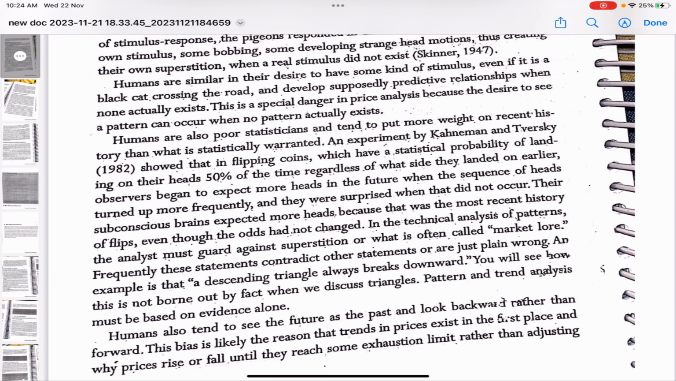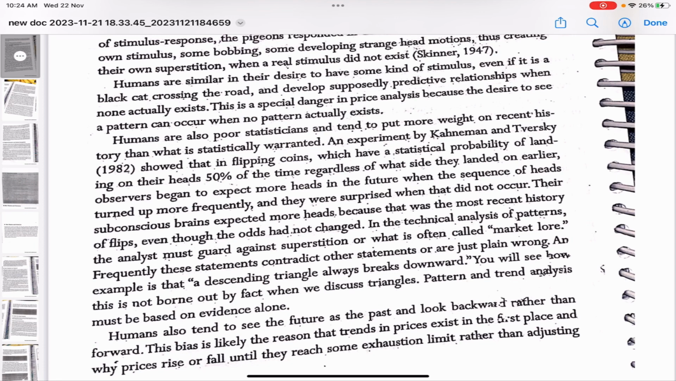Humans are similar in the desire to have some kind of stimulus, even if it is a black cat crossing the road, and develop a supposedly predictive relationship when none actually exists. So, can we actually prove the black cat superstition if it's true or not? We can't really prove that, but we still believe that. That's how human brains are made, and that's the same kind of thinking which comes to the stock market as well.